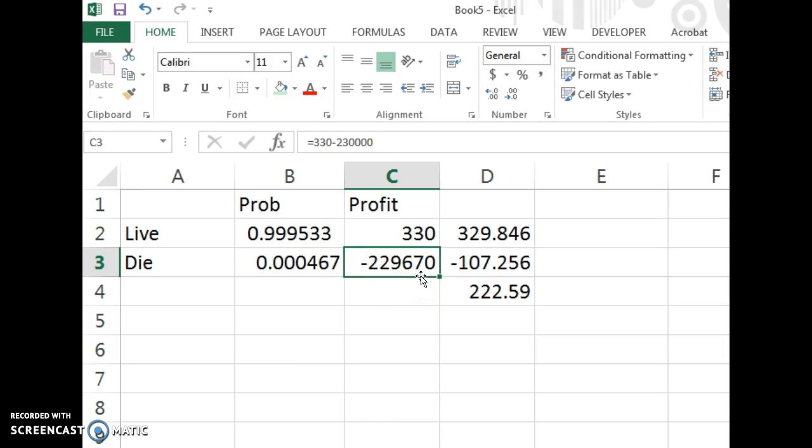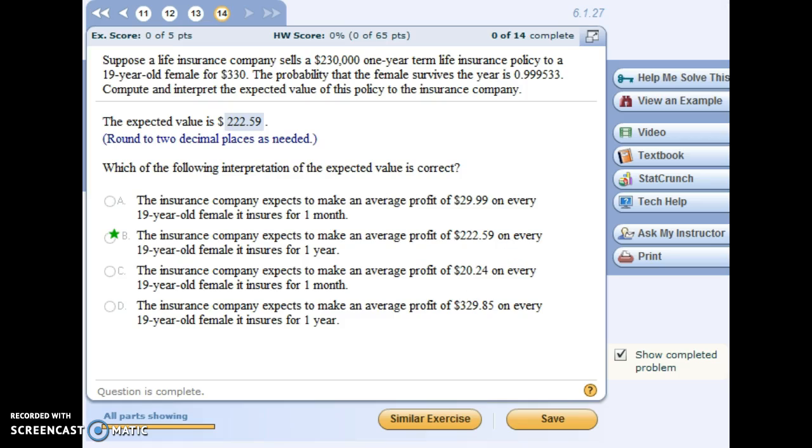So to get the expected value for these insurance policies, you take the outcome and multiply it by the probability of that outcome, and then you do that for each of the outcomes. So multiply these two together. And when you sum those up for all the different outcomes, your sum here is the expected value from the insurance company's point of view. So what does that mean? It means that they expect for everyone who signs up, on average, that they're going to make $222.59 on every 19-year-old female that they insure.